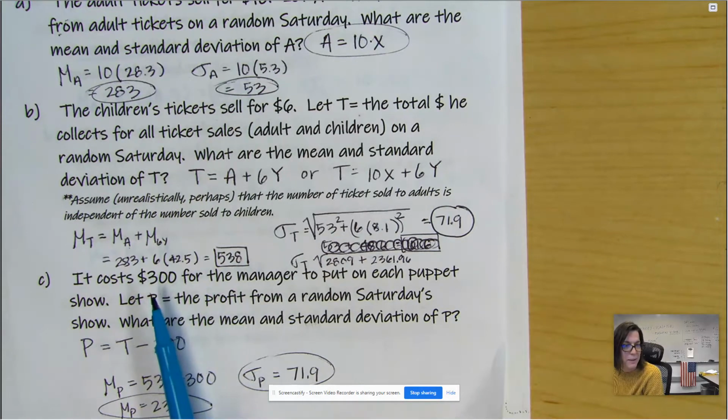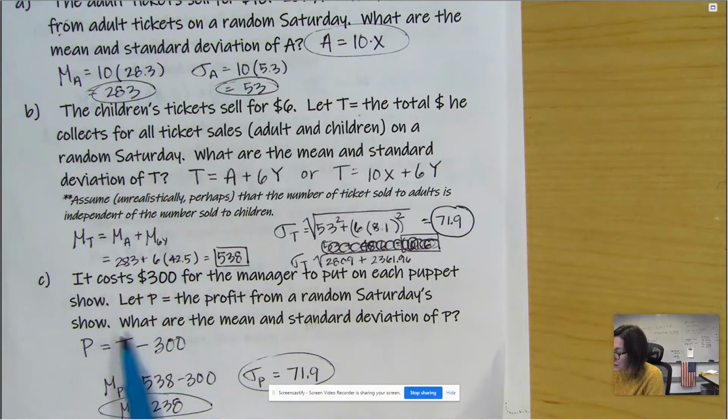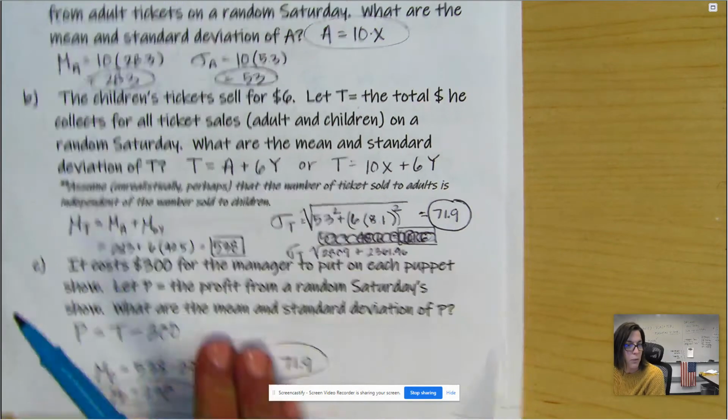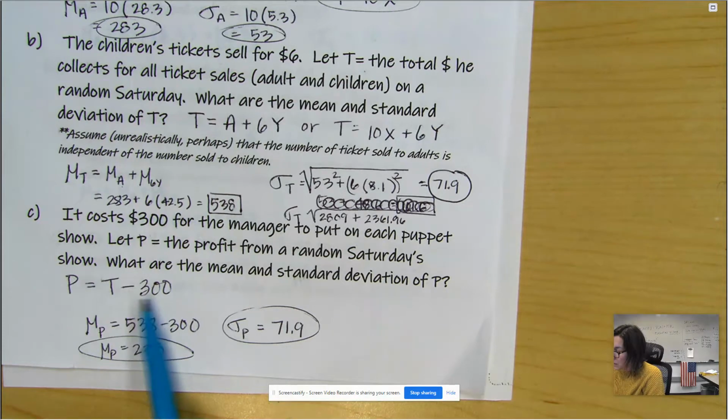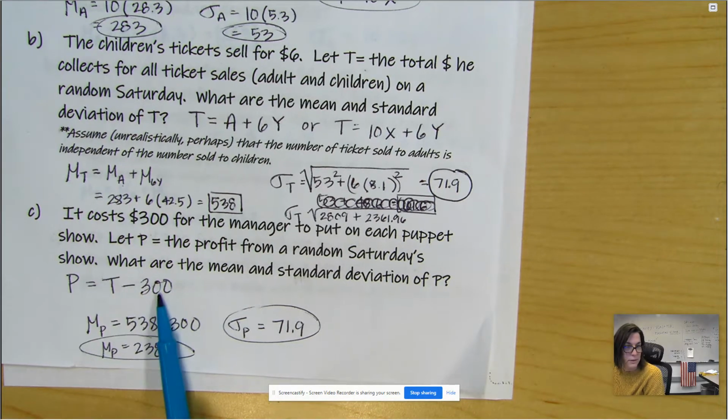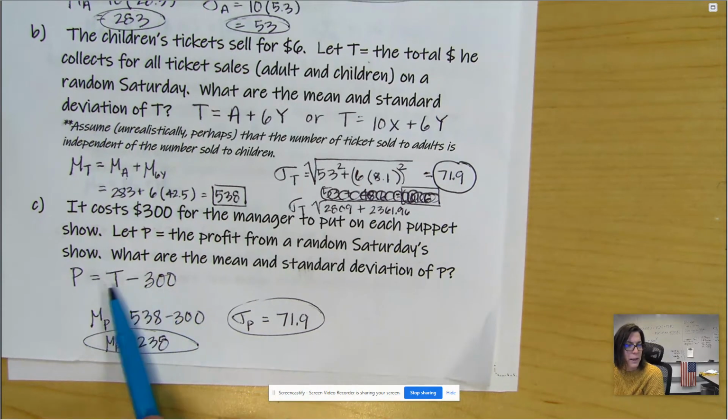Okay. So now we're going to talk about his profit. So it looks like he spends $300 on the shows. And so the profit is, we've already done total revenue, thank goodness. And all we're going to do is subtract 300. We need to remember here that we're just subtracting a constant. Okay. So we're not combining two random variables. We're just subtracting a constant.